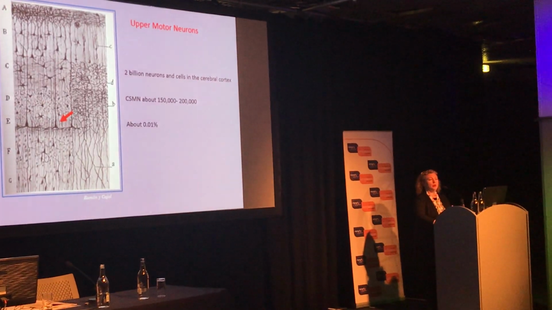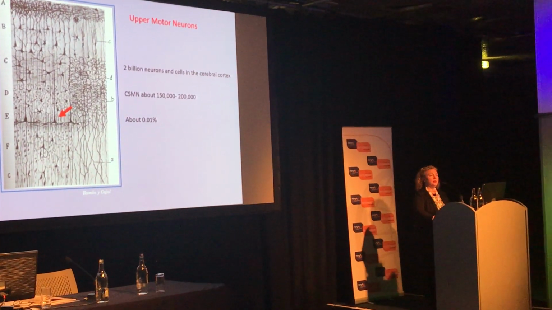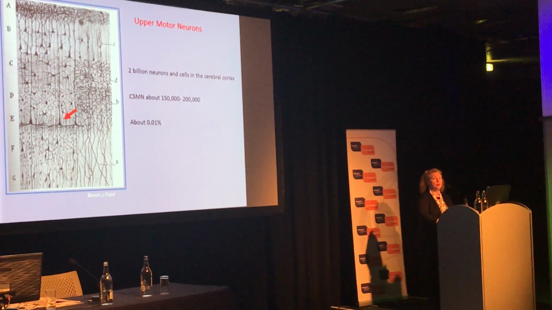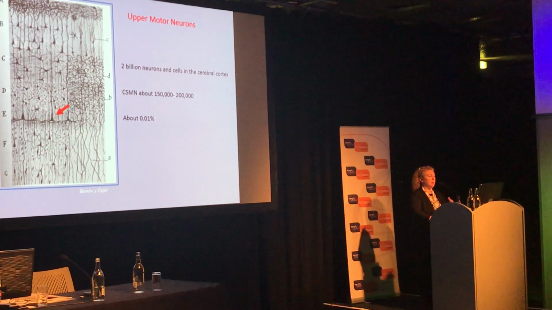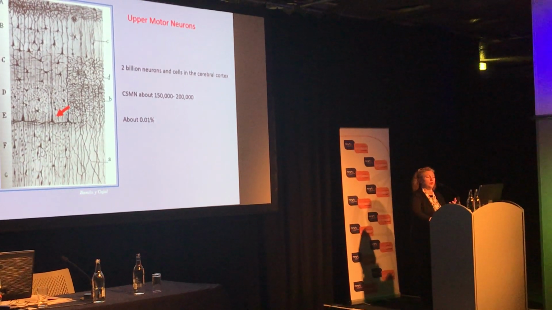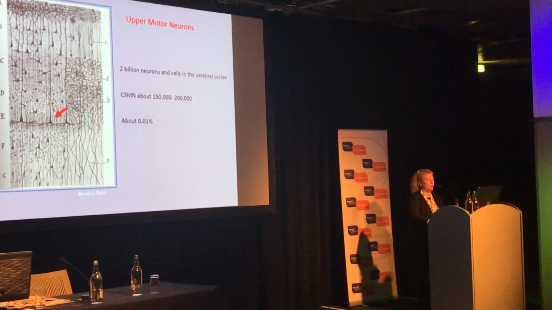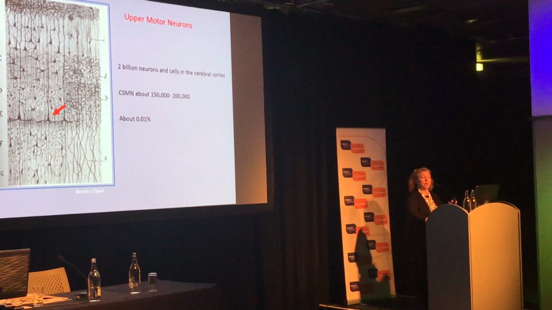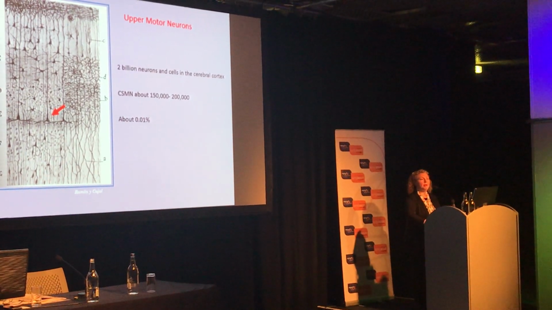But our lab focuses on the upper motor neurons. These neurons, I think, are neglected because they are very few in number and very hard to observe in the brain. If we say there are about 2 billion neurons and cells in the cerebral cortex, and this number may differ based on whom you talk to, the upper motor neurons could be about 150,000 or 200,000, about 0.01%. So the numbers are very low.